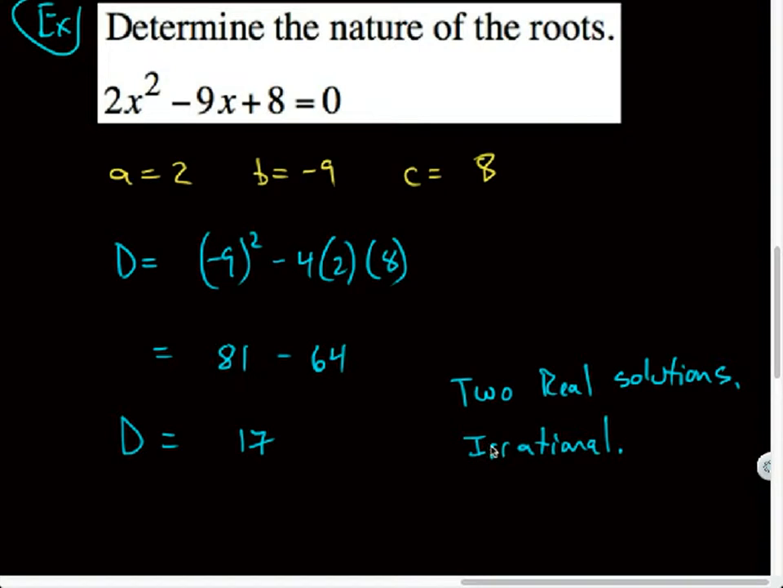So D equals 17. So not only are there 2 real solutions and it's irrational, it also tells me that this problem is not factorable. So don't even bother multiplying A and C like that.